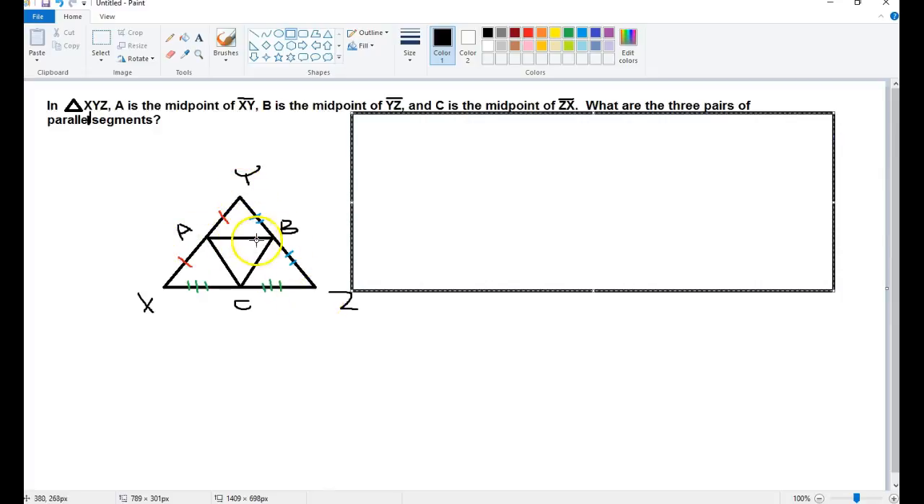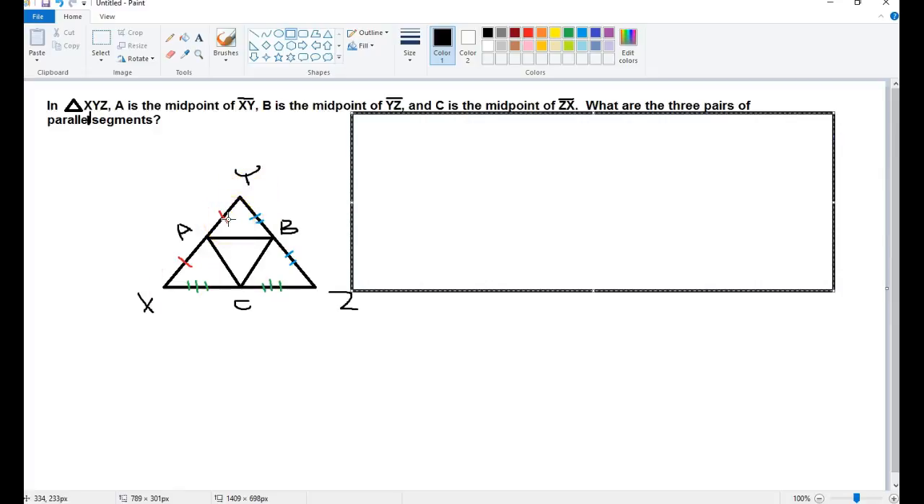Then if we do AB, remember, AB is a midsegment. AB would be parallel to the third side, the side that's not being touched, which is XZ. And then BC, this midsegment here, is going to be parallel to the other third side, which is XY.